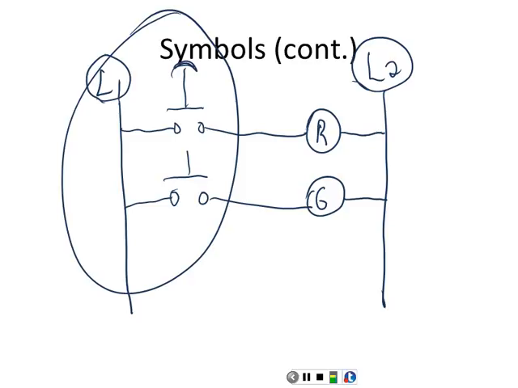But input devices, switches, push buttons, all that has to go on line 1. Those are still not switches. They're contactors, but they're not switches. So all your input devices go on the front side.